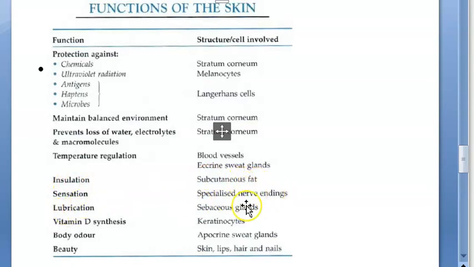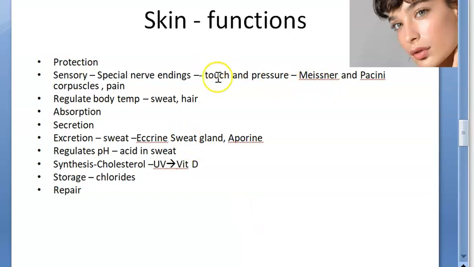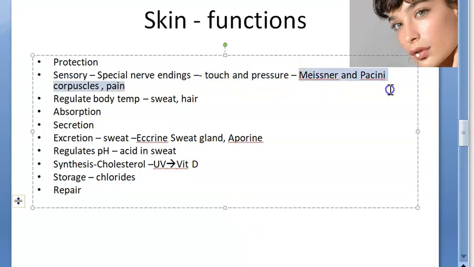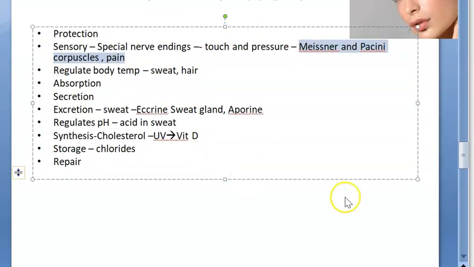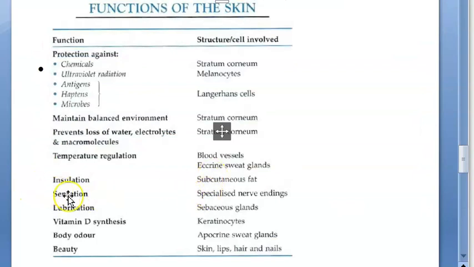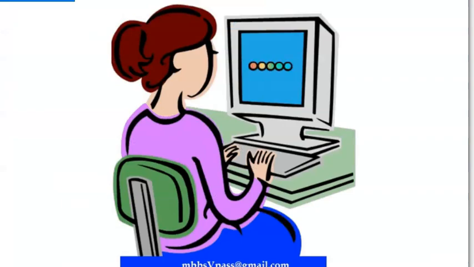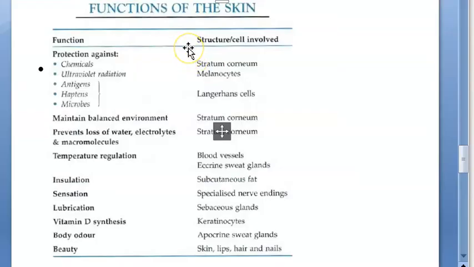Sensations are happening because of specialized nerve endings, like we told you. The touch and pressure because of the Meissner and Pacinian corpuscles. Right? Pain also, that's a sensation. Then lubrication happens because of your sebaceous glands. Vitamin D synthesis happens because of your keratinocytes. That is, cholesterol is converted into vitamin D because of ultraviolet rays in the sun. So, is that the only thing you need your sunlight for? Yes, it's a sunshine vitamin, without which you cannot make vitamin D.